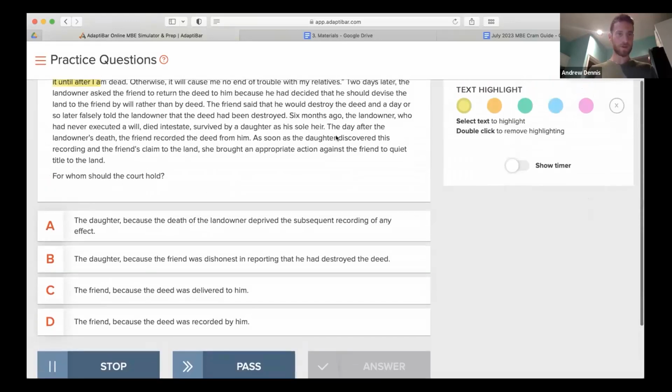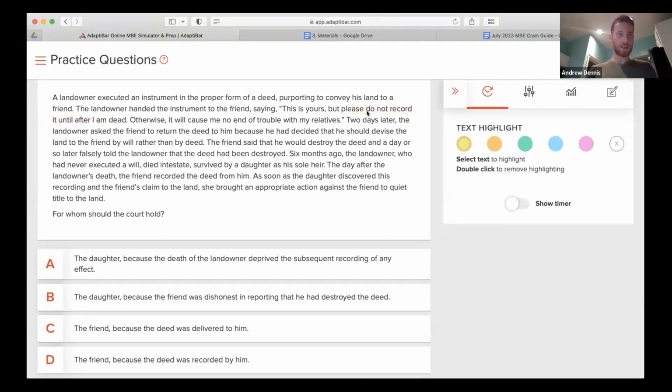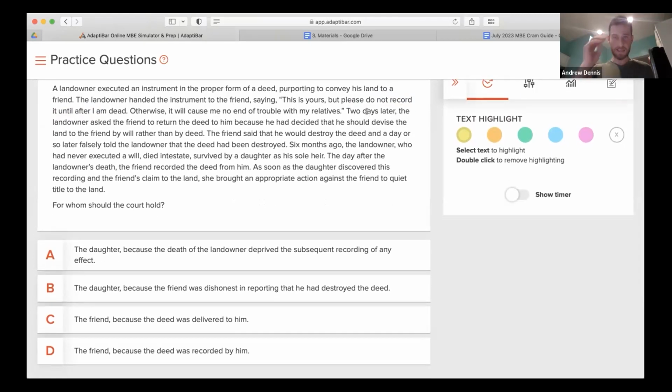A landowner executed an instrument in the proper form of a deed purporting to convey his land to a friend. The landowner handed the instrument to the friend saying, "This is yours, but please do not record it until after I'm dead. Otherwise, it will cause me no end of trouble with my relatives." Two days later, the landowner asked the friend to return the deed to him because he had decided that he should devise the land to the friend by will rather than by deed. The friend said that he would destroy the deed, and a day or so later falsely told the landowner that the deed had been destroyed.